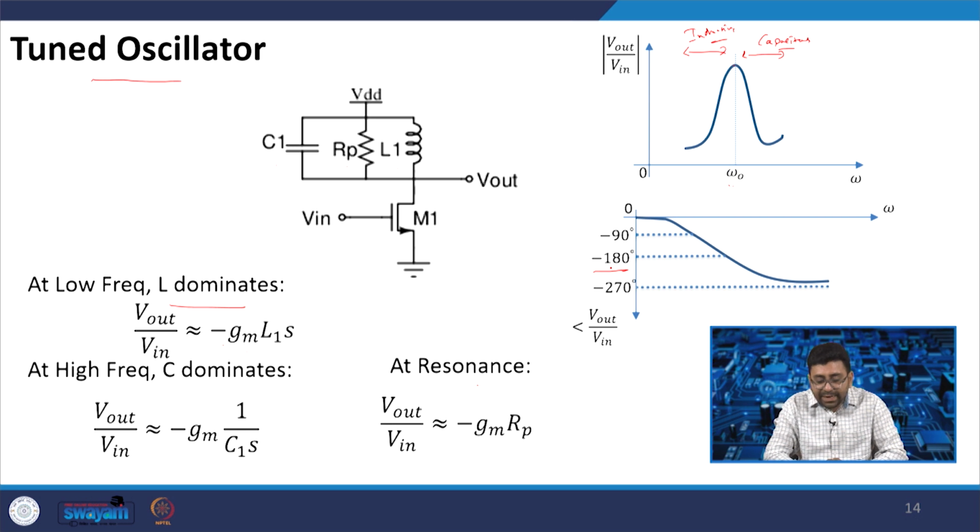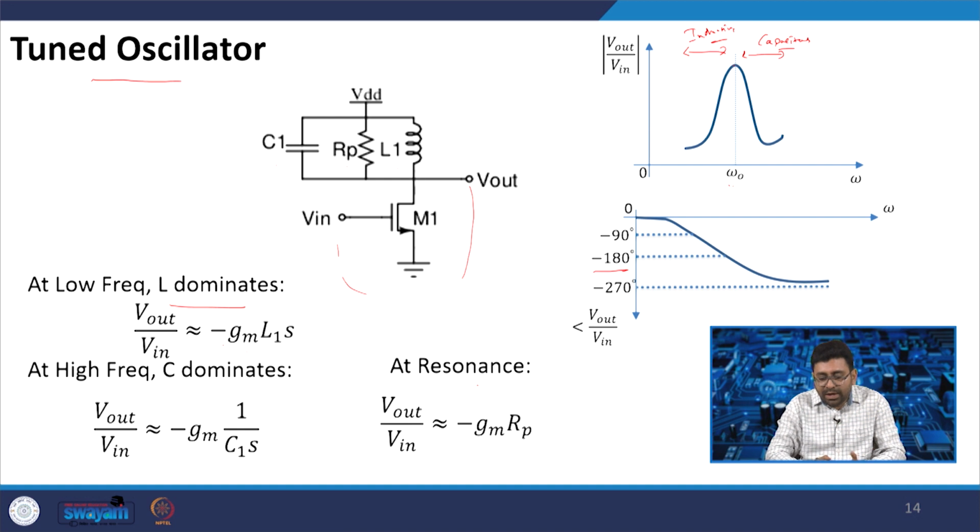Now, can we connect this V out and V in? We can. If we connect V out with V in, can this oscillate? If we try to see, it is providing a 180-degree phase shift, but it will not have a complete 360-degree phase shift, and no frequency is satisfying the Barkhausen criteria.